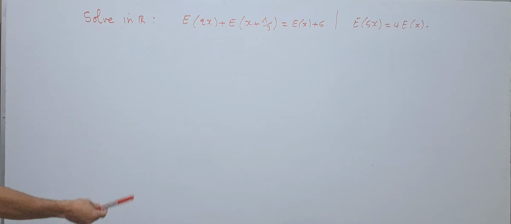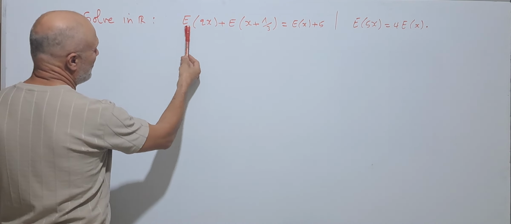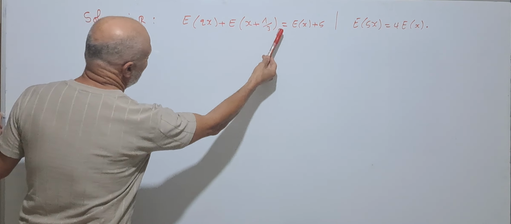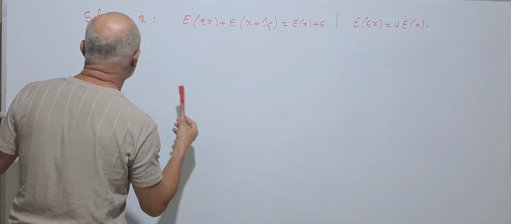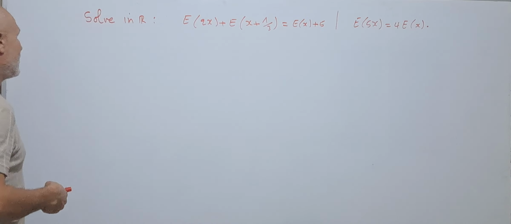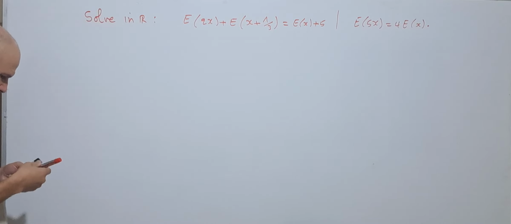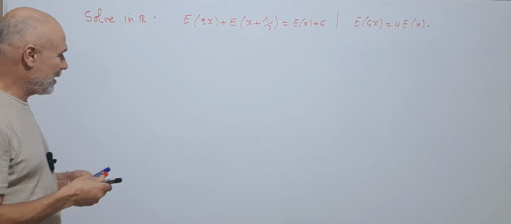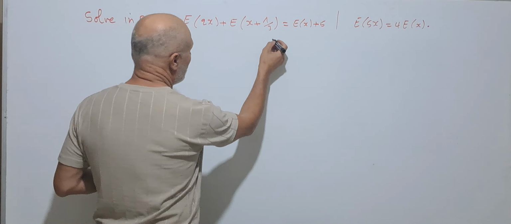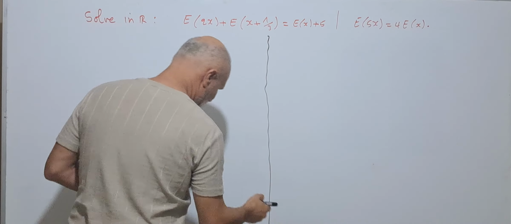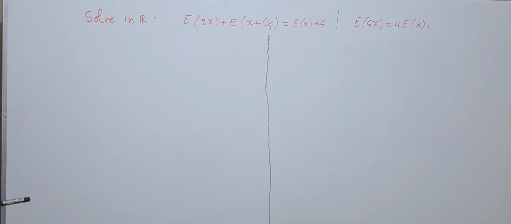So solve in R the equation: integer part of 2x plus integer part of x plus 1 over 3 equals integer part of x plus 5. And here we are in the real number field. I think that we have many ways to solve such problems. I will propose one.